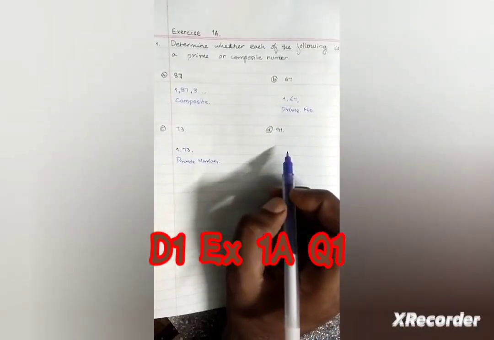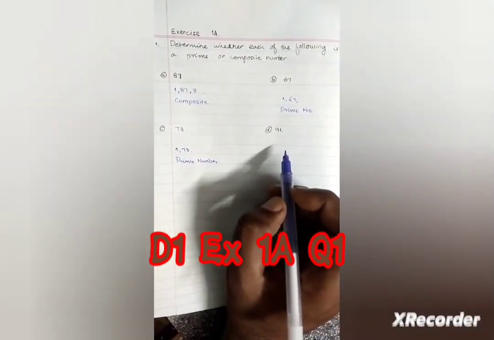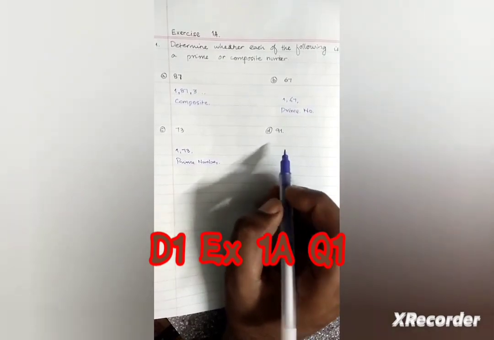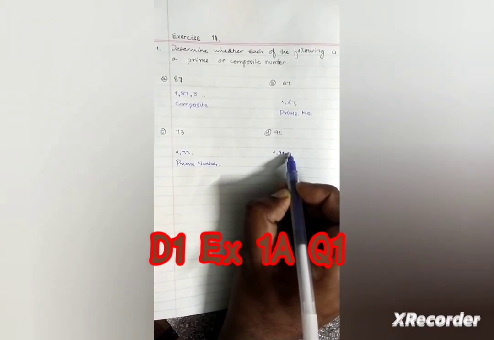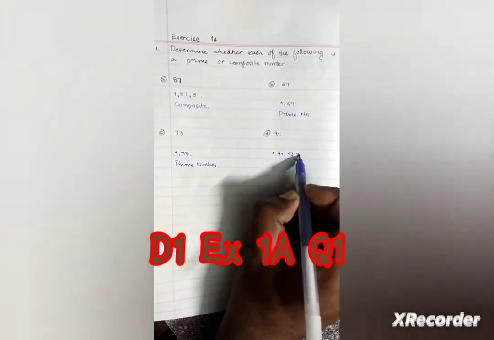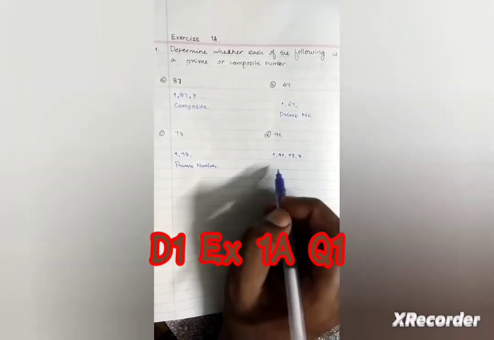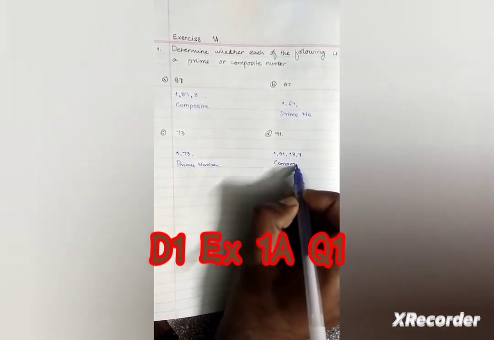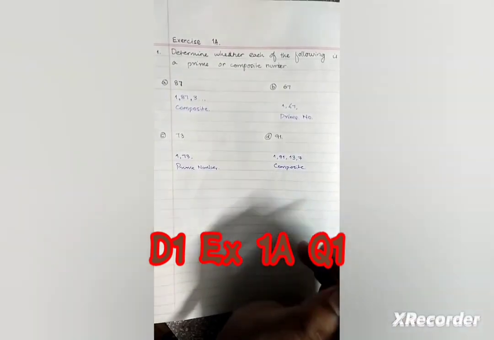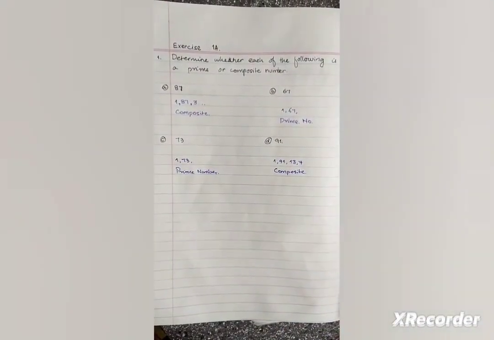And the last one, that is 91, has more than two factors, that is 1, itself 91, 13 and 7. Therefore it has more than two factors, so it is our composite number. Hope you will understand. Thank you.